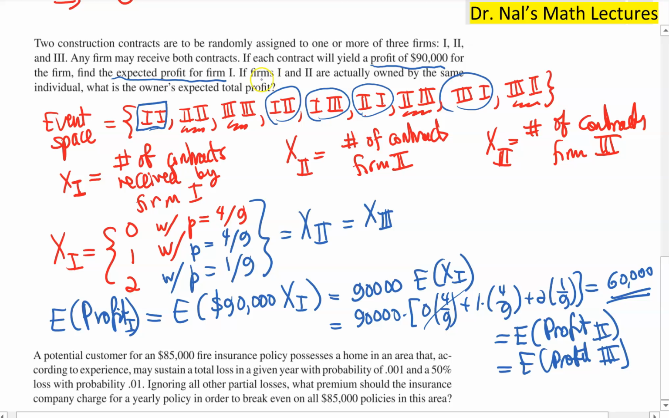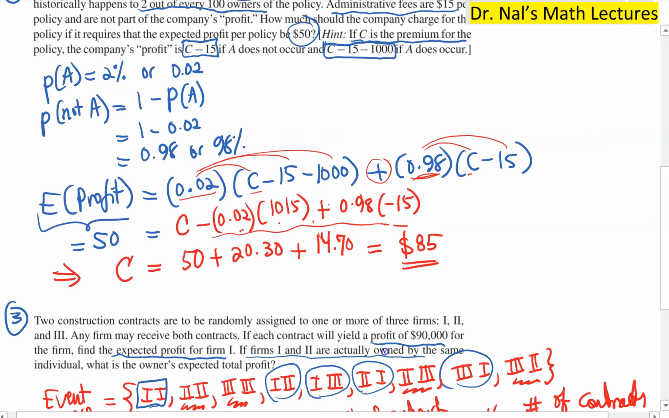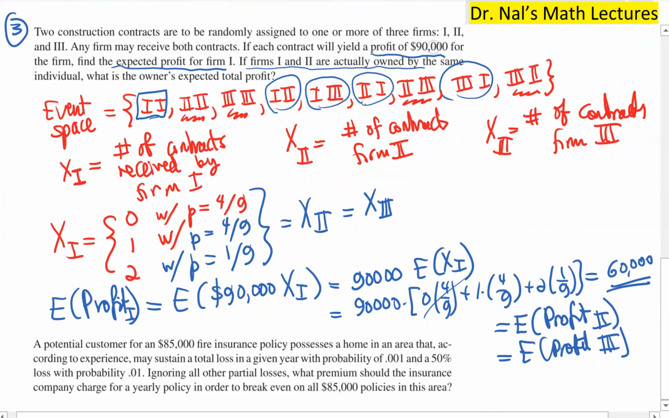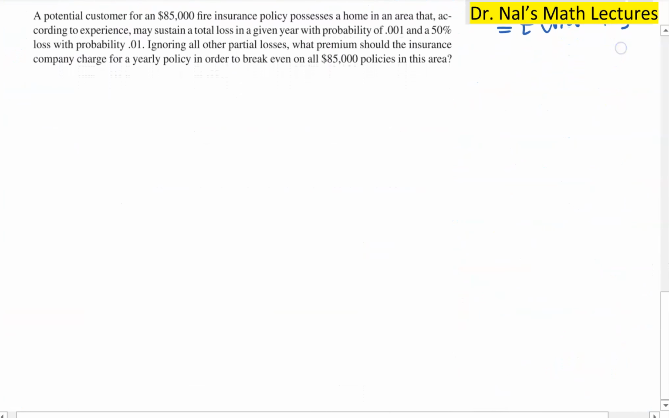Well, the second part of the question says, what if firms 1 and 2 are actually owned by the same individual? What is the owner's expected total profit? Well, expected total profit from the first firm was $60,000. The second firm, the profit is also $60,000, so the sum would be $120,000. So that was question number, wait, was this 2 or 3? Okay, that was question 3. Perfect. And last question, question number 4.